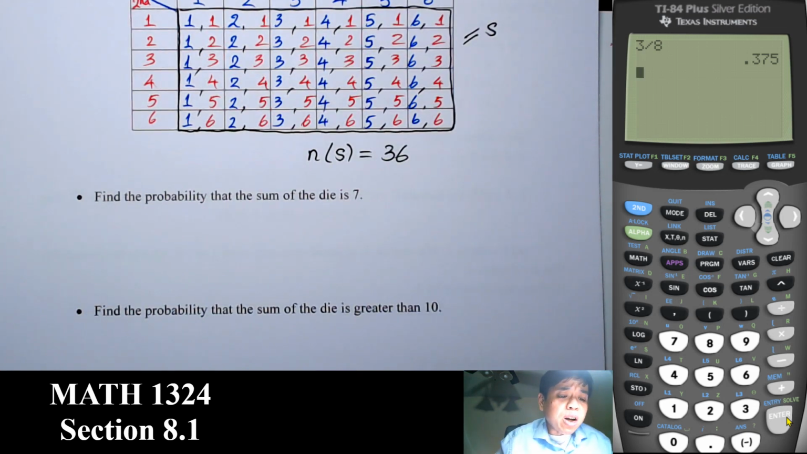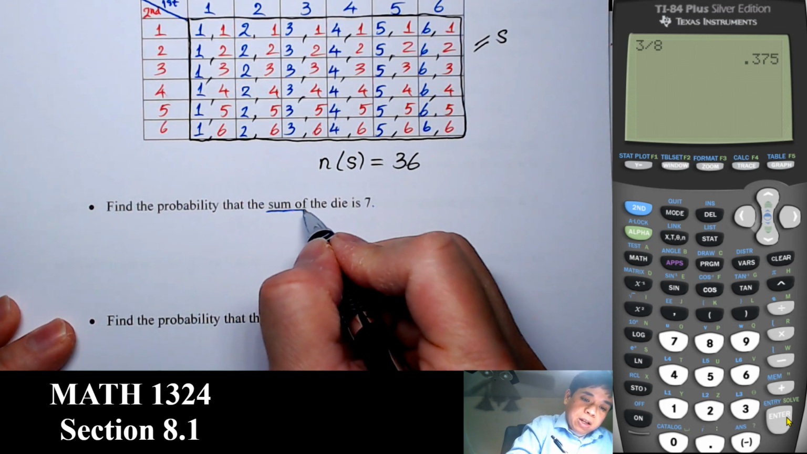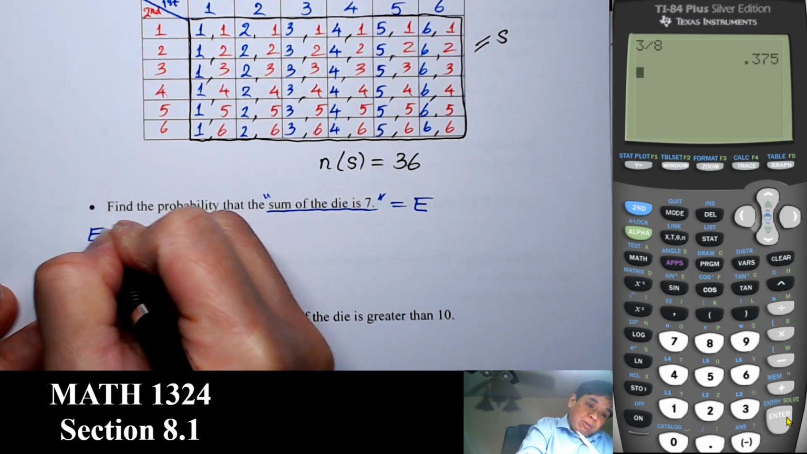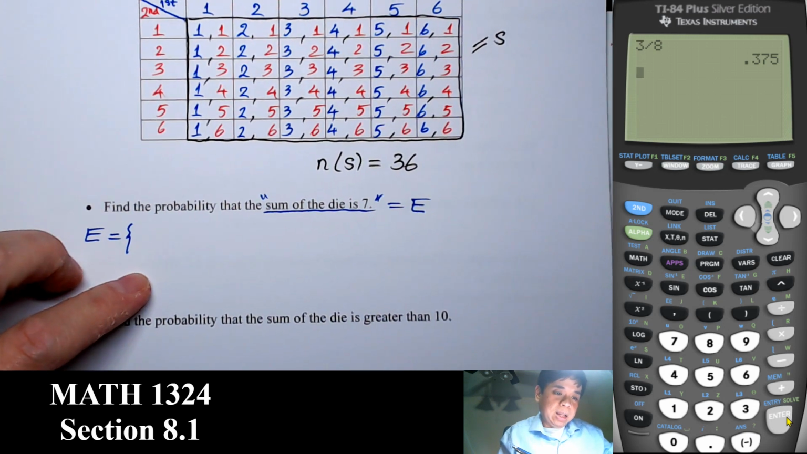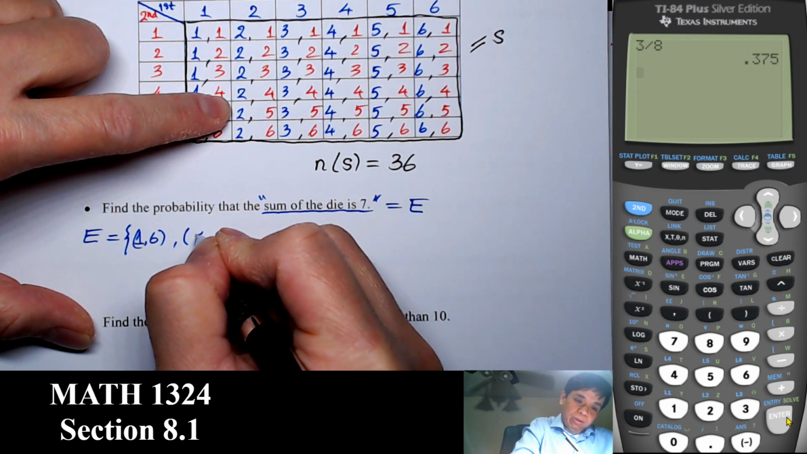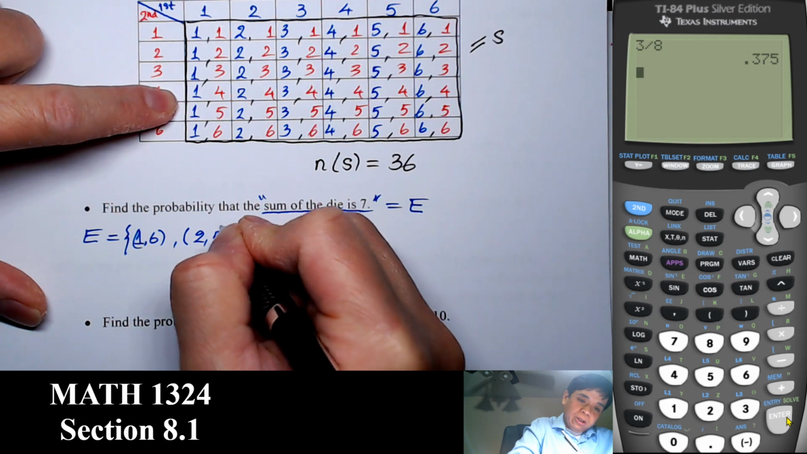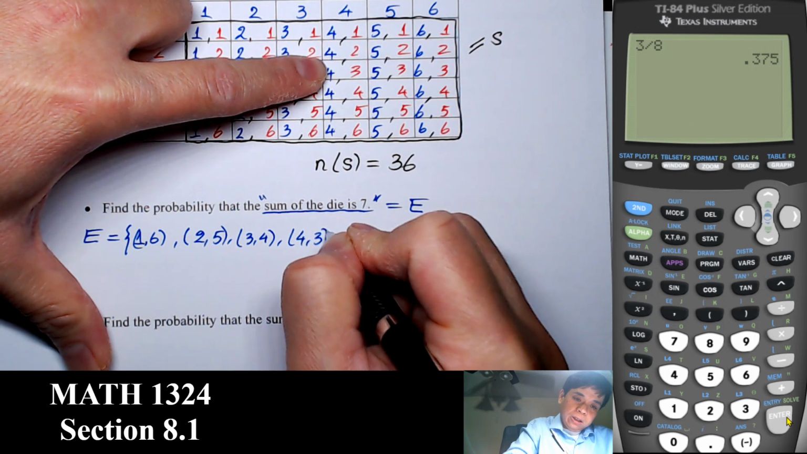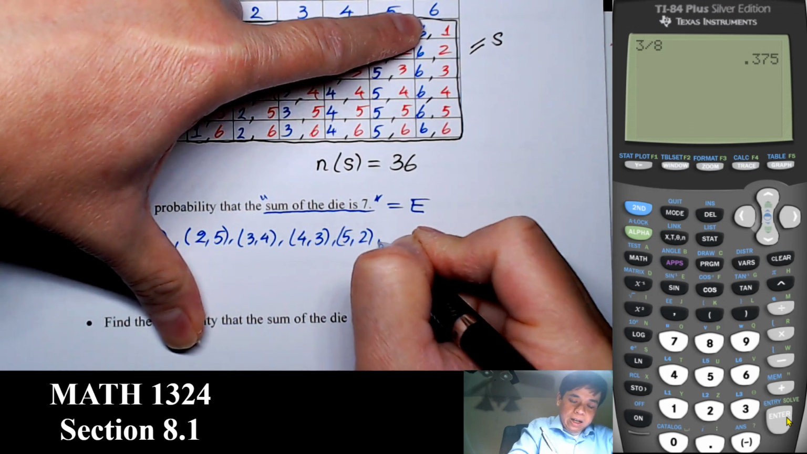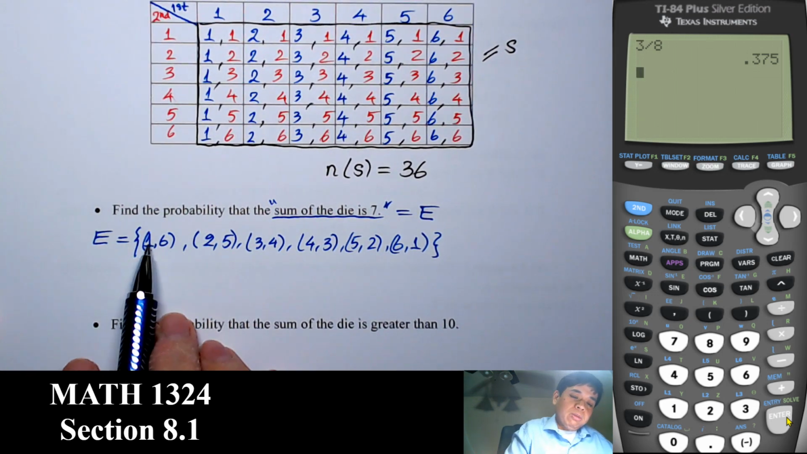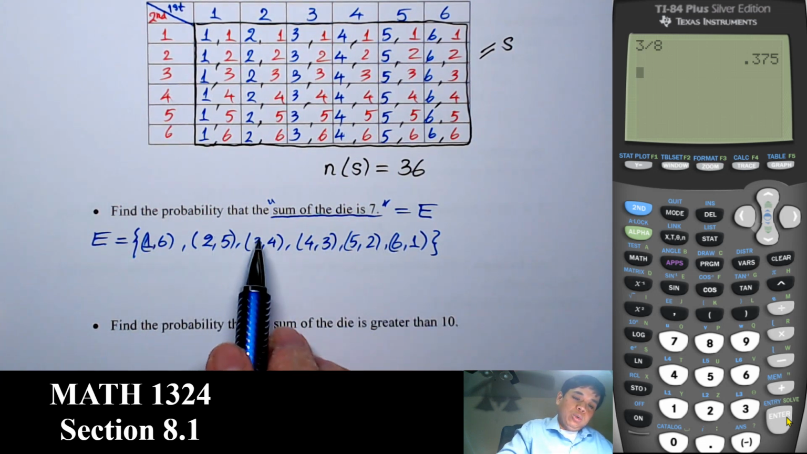Now, find the probability that the sum of the dice is 7. If we call the event that the sum of the dice is 7 E, we're going to list out the cases when we add up to 7. 1 and 6. Just write like that. 2 and 5. Pretty much everything on this diagonal. 3 and 4. 4 and 3. 5 and 2. And 6 and 1. Those are the cases where the two numbers add up to 7. And there are 1, 2, 3, 4, 5, 6.